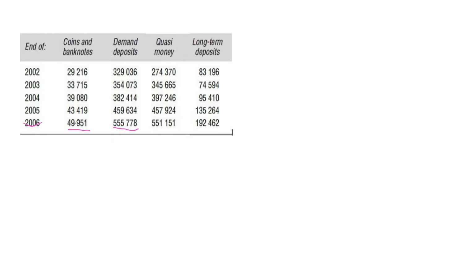Then for M2, you're going to take the figure that you got, which is 605,229, plus 551,151. So you're going to say 49,151 plus 555,778 plus 551,151. Then you're going to get 1,156,818. That is M2.